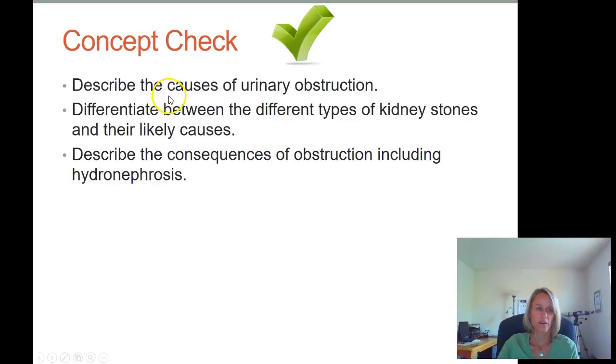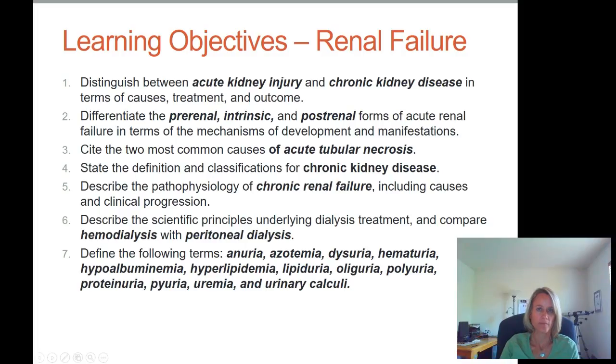Okay, go ahead and take a minute to review the concept check. All right, next we're going to talk about renal failure, acute and chronic renal failure.